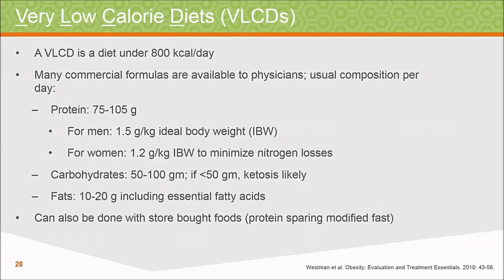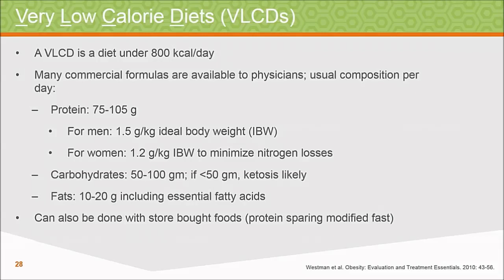And after I show you the next couple slides, you may not want to. But typically, we're going higher on the protein to prevent lean body weight loss, 75 to 105 grams a day. The recommendation, and this is coming out of Westman and Steelman's text, would be 1.5 grams per kilogram ideal body weight for men and 1.2 grams per kilogram ideal body weight for women.